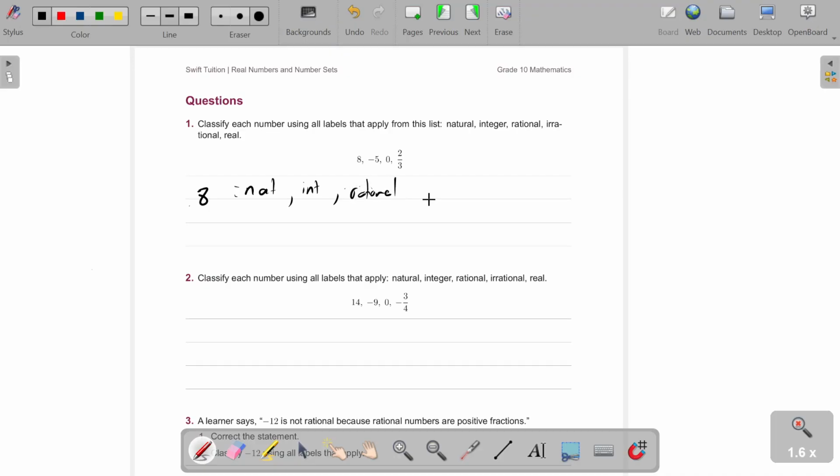And if you're rational, you can't be irrational as well, right? And you can be real as well, right? So every natural number is an integer, every integer is a rational number, and every rational number is going to be real, something to just bear in mind.